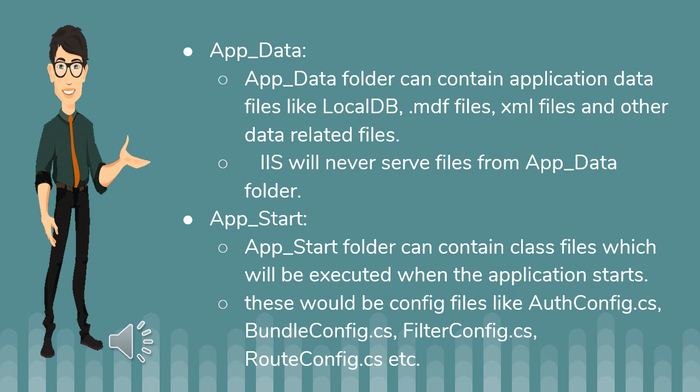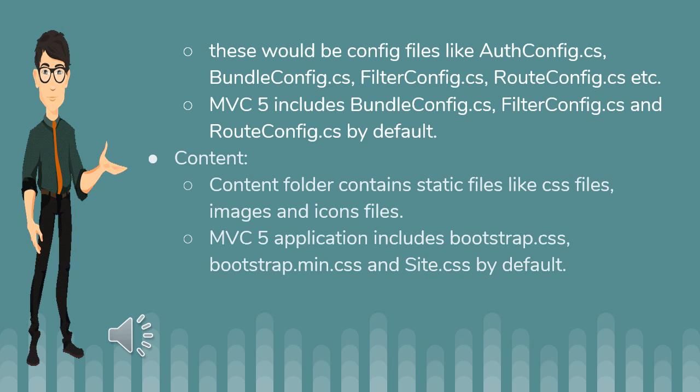App_Start. The App_Start folder can contain class files which will be executed when the application starts. These would be config files like AuthConfig.cs, BundleConfig.cs, FilterConfig.cs, RouteConfig.cs, etc. MVC5 includes BundleConfig.cs, FilterConfig.cs and RouteConfig.cs by default.